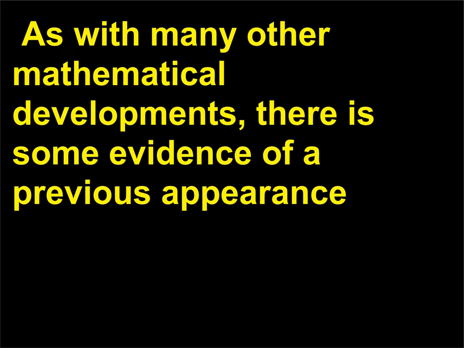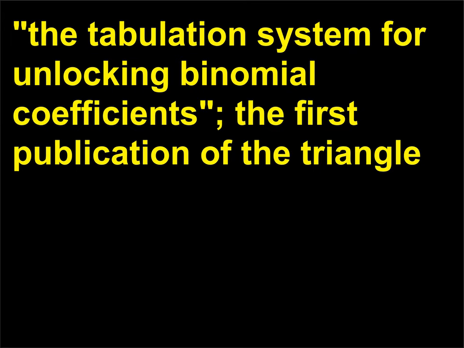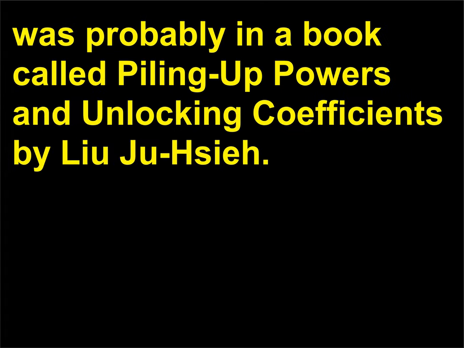As with many other mathematical developments, there is some evidence of a previous appearance of the triangle in China. Around 1100 CE, the Chinese mathematician Chia Xian wrote about the tabulation system for unlocking binomial coefficients. The first publication of the triangle was probably in a book called Piling Up Powers and Unlocking Coefficients by Lu Zhuxi.